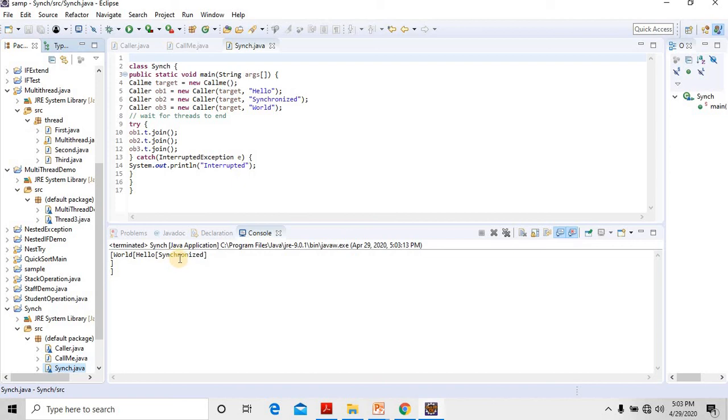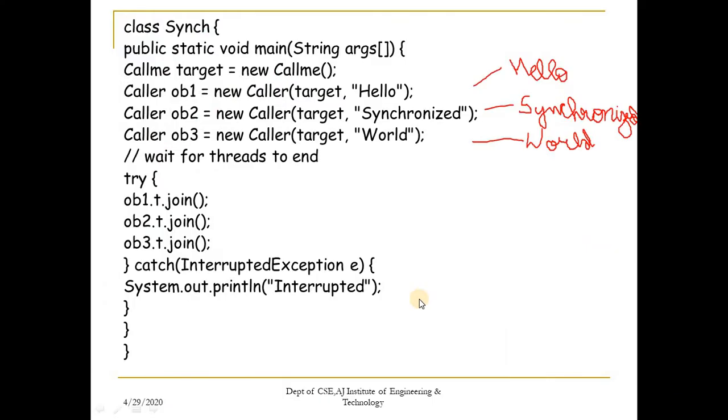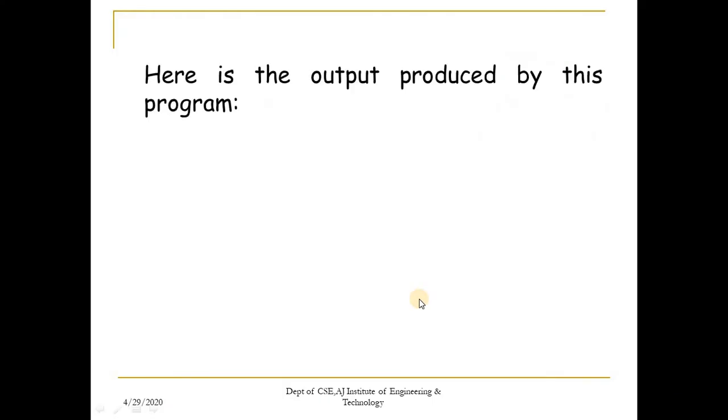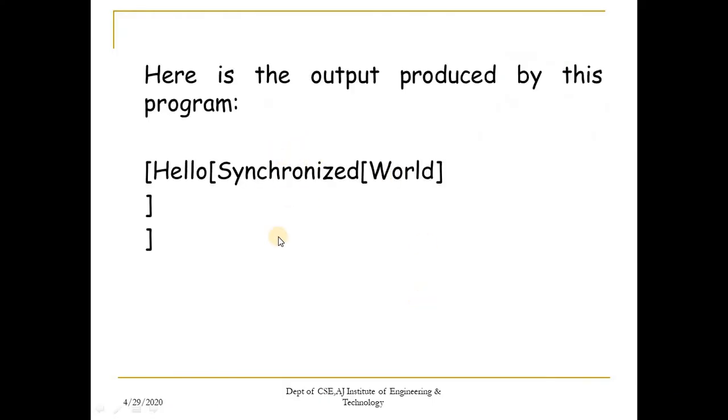Since you are not synchronizing the threads, you are allowing all the 3 threads to execute simultaneously, the output comes like this. So this is the jumbled output. You can get it in any form. It need not be hello synchronized world also. It can be synchronized hello world or world hello synchronized. It can be anything. You cannot predict the output.